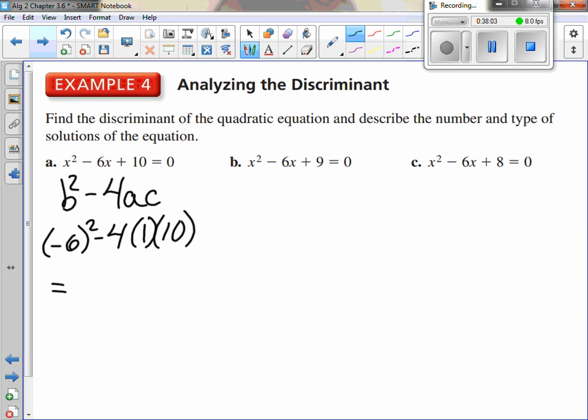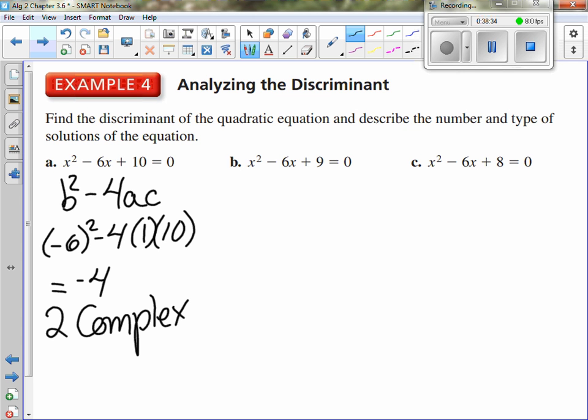Yes. 36. Yep, negative 4. Y'all agree with this here? So since the discriminant is negative 4, we have two what? Two complex solutions, because b squared minus 4ac is less than 0.